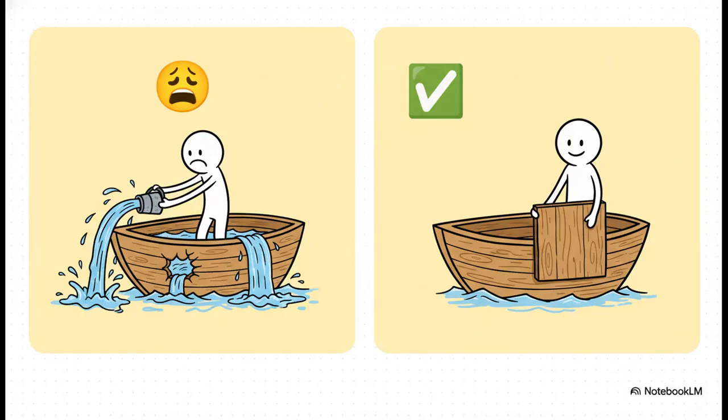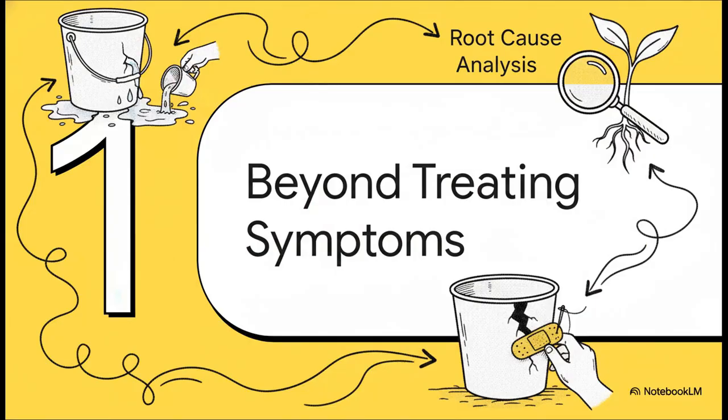Well, that's because a lot of us are just treating symptoms. Think about it this way. Treating a symptom is like bailing water out of a leaky boat. Yeah, it keeps you from sinking for a little while, but you're not actually solving the problem. Finding the root cause, that's like actually finding and patching the leak. It's the real solution that stops the water for good. So, the big question is, how do we get better at patching the leaks instead of just endlessly bailing water?